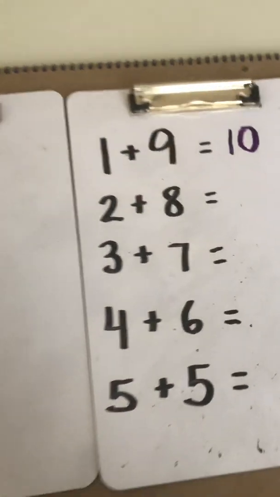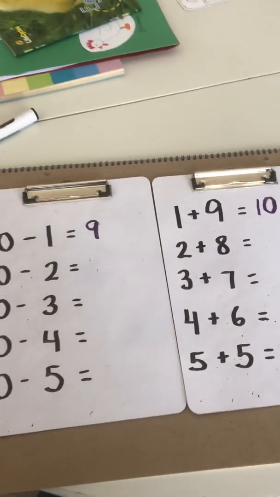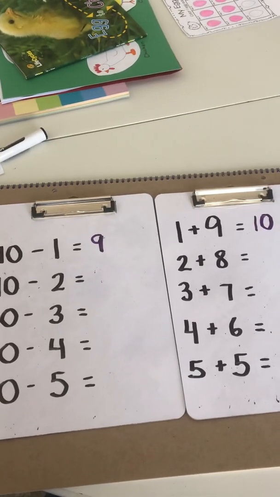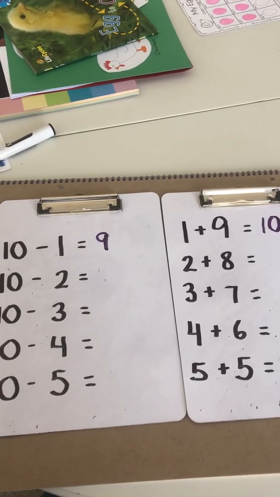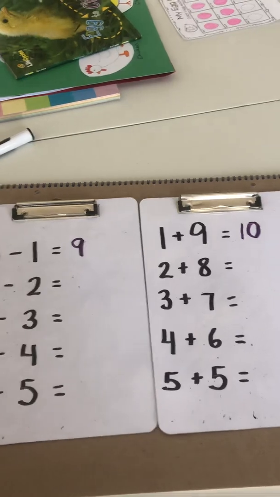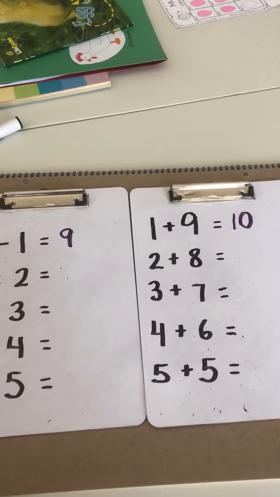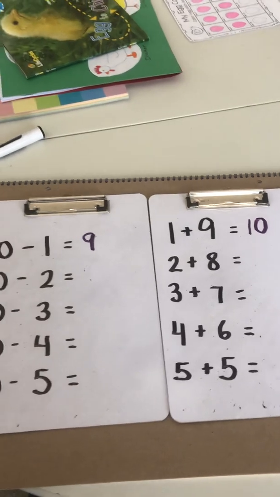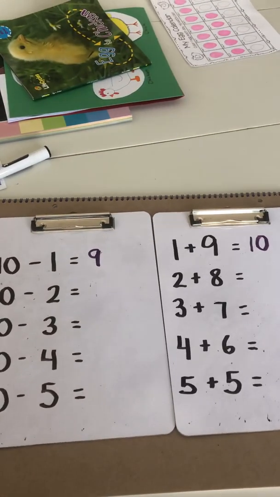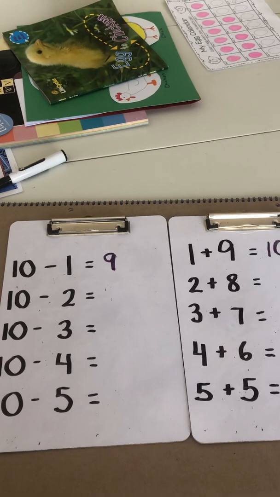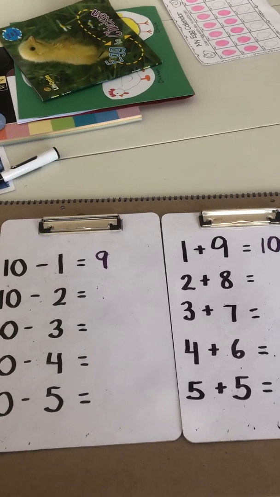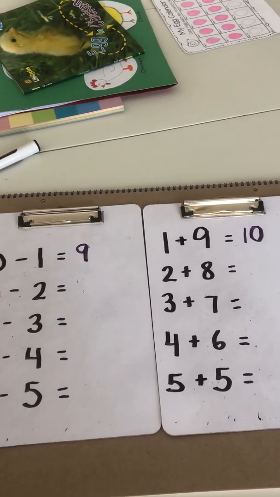Now let's look at both of those. The first one was 10 take away 1 equals 9. And the other one was an addition. 1 plus 9 equals 10. But they all have the same 3 numbers. 10 and 1 and 9, 1, 9, and 10.